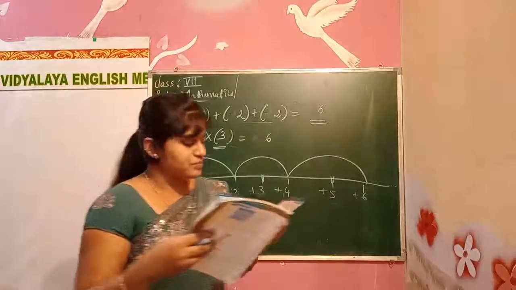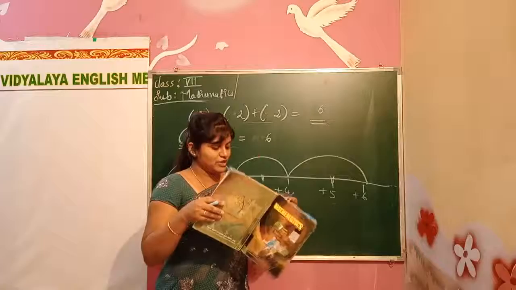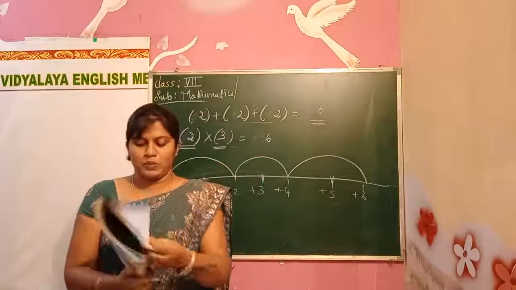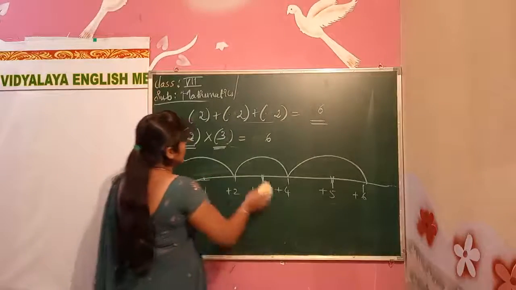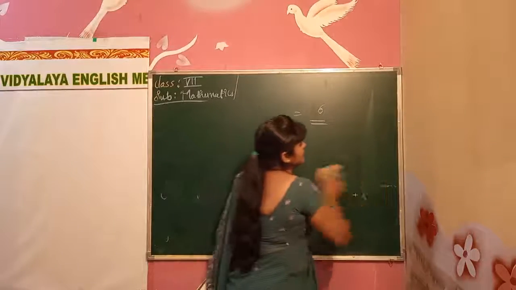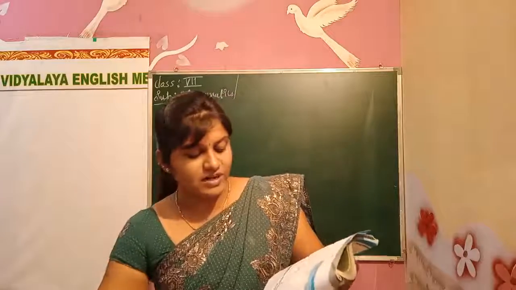In your book they have given one example. See page number 12, children. Open page number 12, all of you. In that they have given that we can also do the calculation using dice. Using dice they have given one game there. Just read it. We'll read it once.